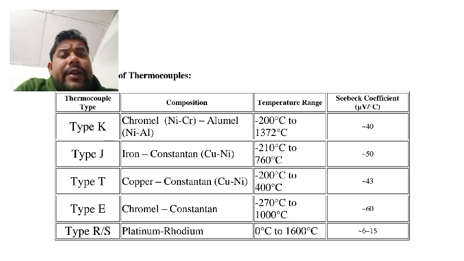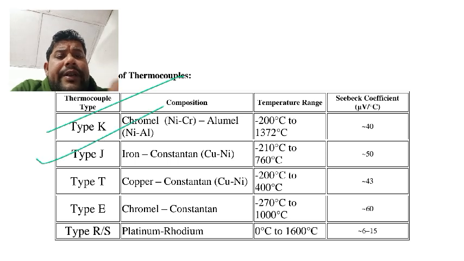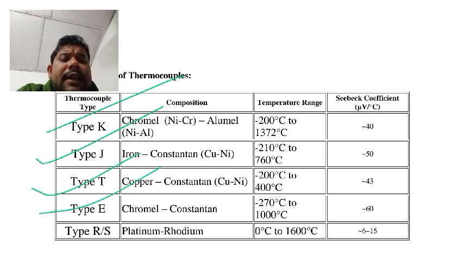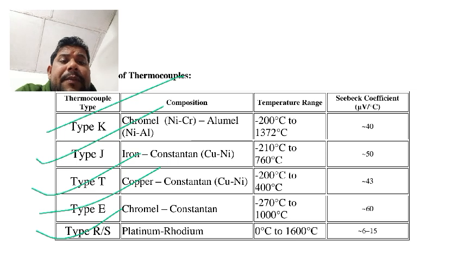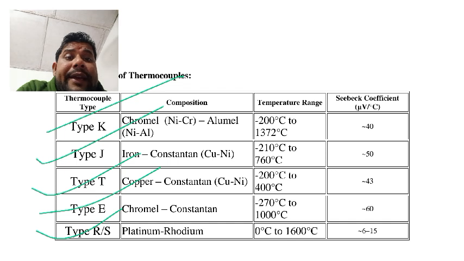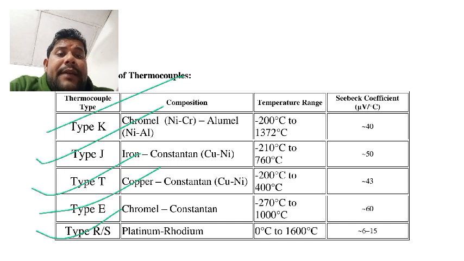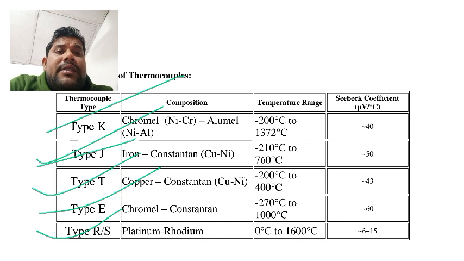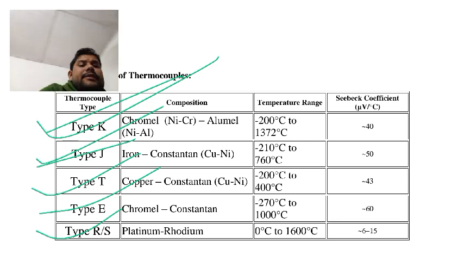The K type is generally the most used. The J type is also important. The T type has the lowest temperature range. The E type has the highest sensitivity. They will ask which has the highest sensitivity; the answer is the E type. Which has the highest temperature range: the R or S type thermocouple. Which has more linear behavior: the J type thermocouple. The K type is generally less costly and is used in industry. They will ask this question in different exams.